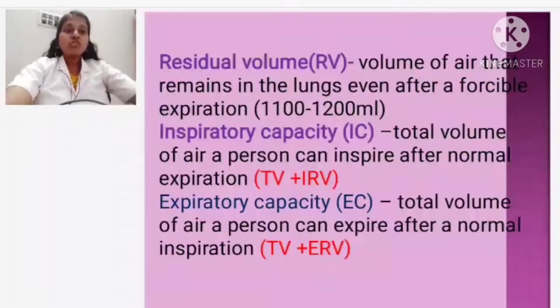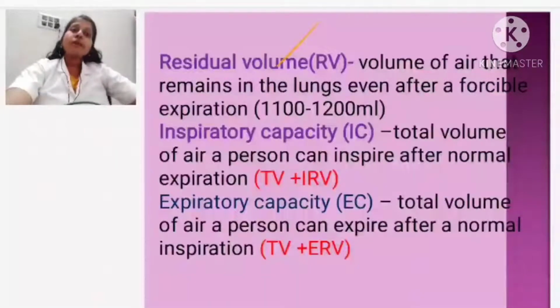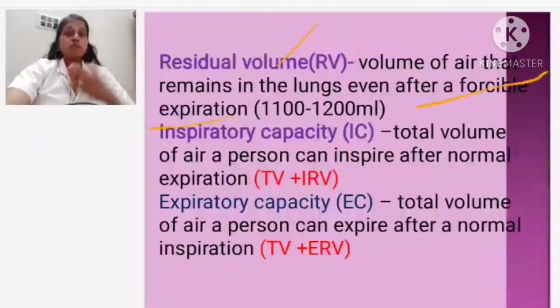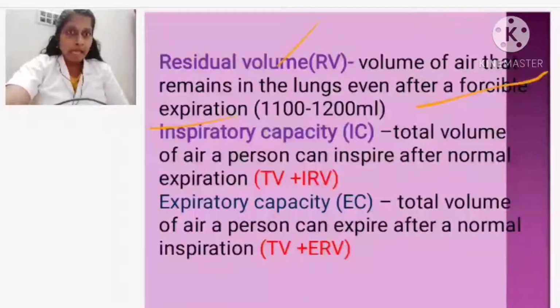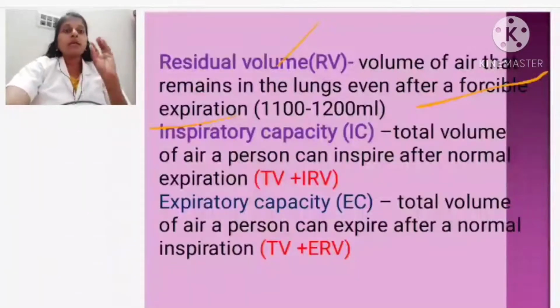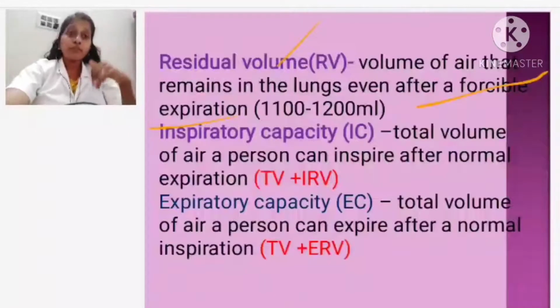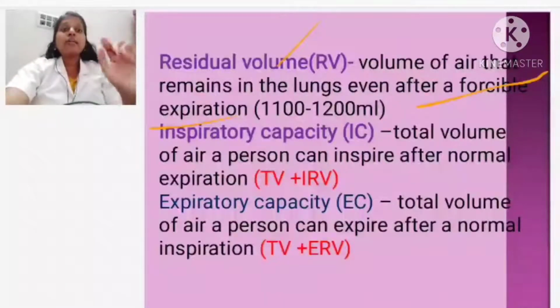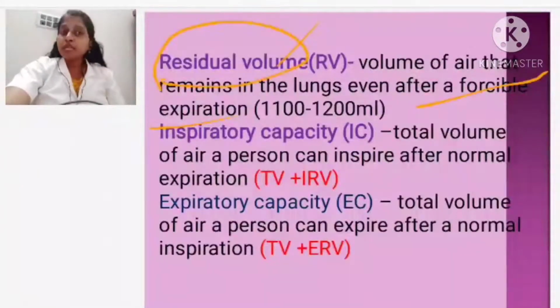The next is residual volume. What is residual volume? It is the volume of air that remains in the lungs even after forceful exhalation. The lungs do not suddenly turn vacuum. I am forcefully giving out, but it doesn't mean all the air from my lungs has gone. There is some amount of air always present in spite of forceful exhalation. That volume we call the residual volume, and it is around 1100 to 1200 ml.